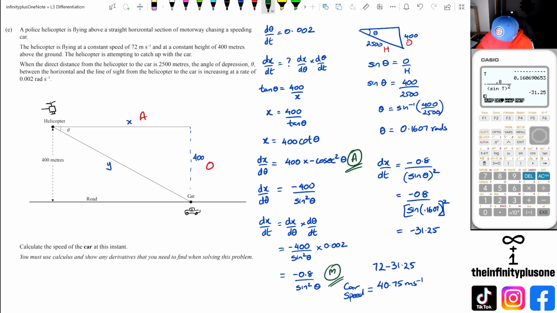Negative 31.25 gets you an E1, and the correct derivative speed of 40.76 is E2. Excellent. That's basically question 2E, folks. Now we go to the next one.